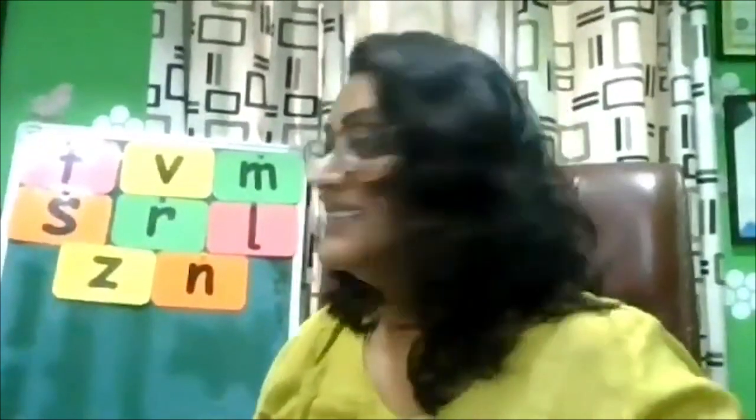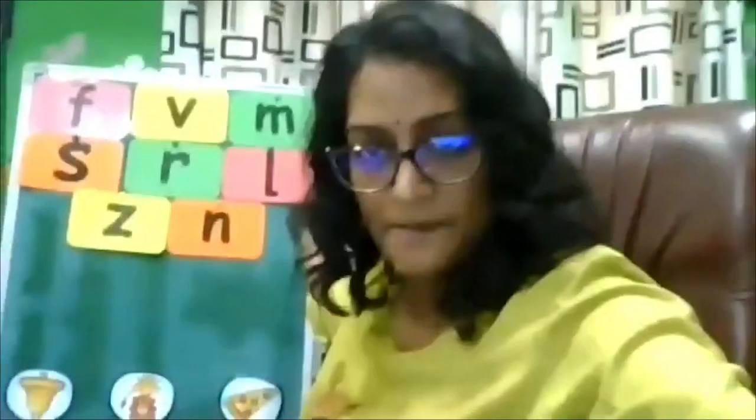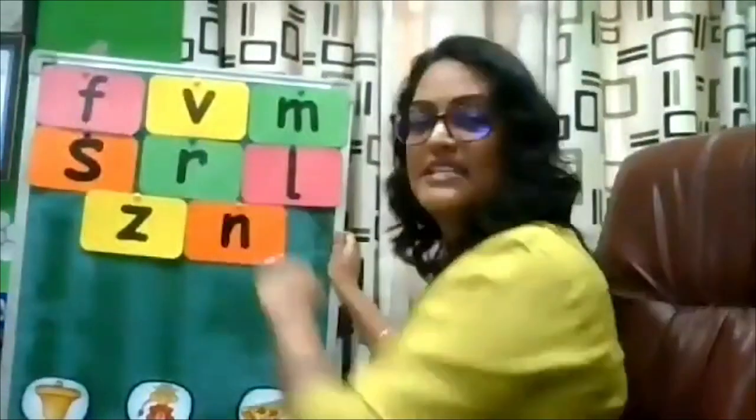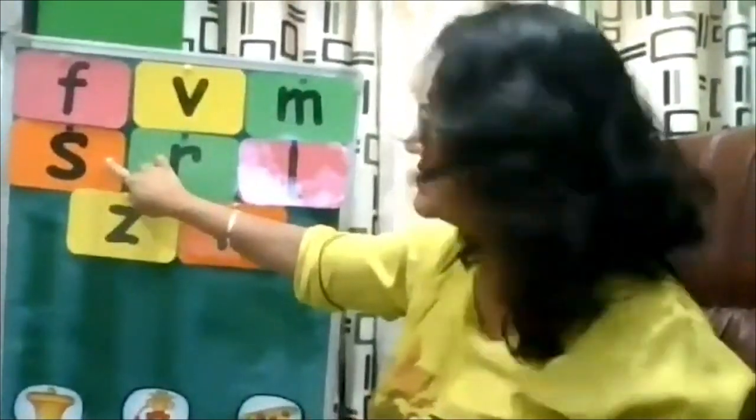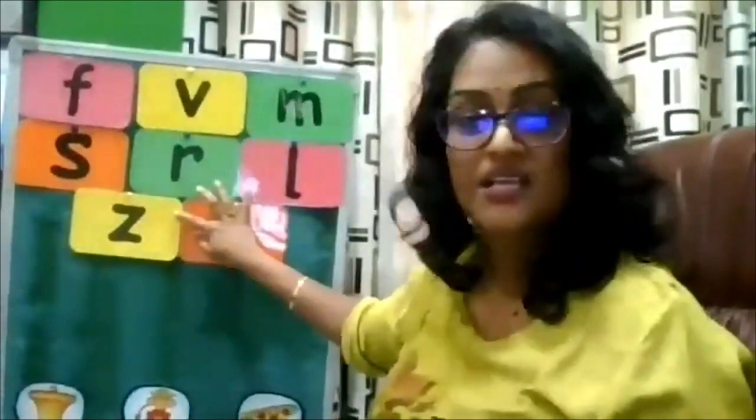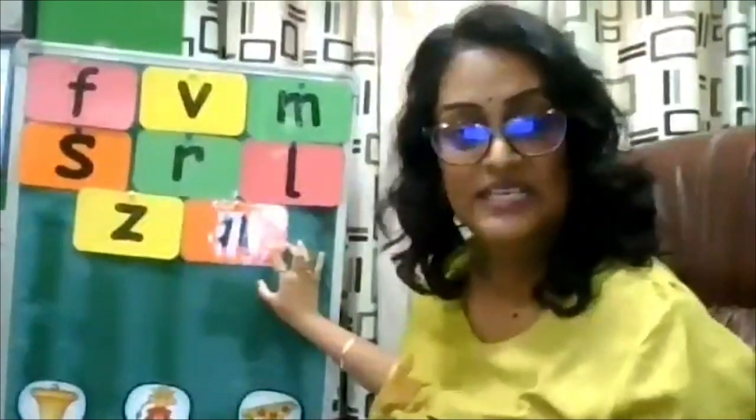Okay, once you tell the child that these five letters, these five friends are called vowels, then you talk about the consonants, and in the consonants, you talk about the continuous sounds. You say F makes a sound. You might be thinking, ma'am, what are the other sounds that the consonants make? These are the ones that make continuous sounds.